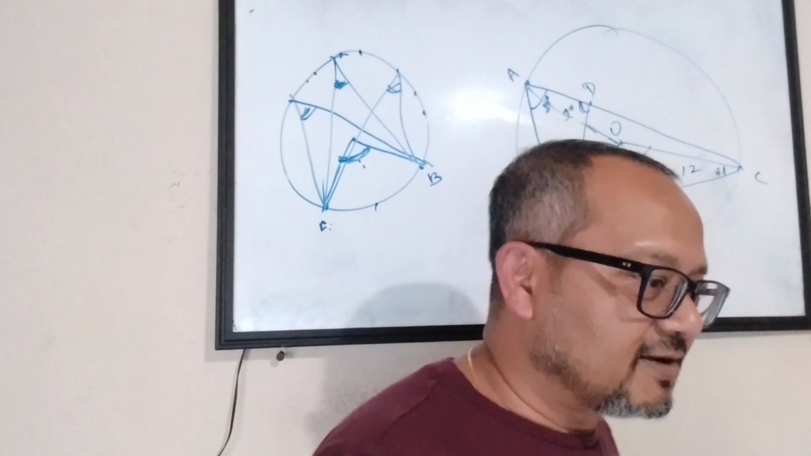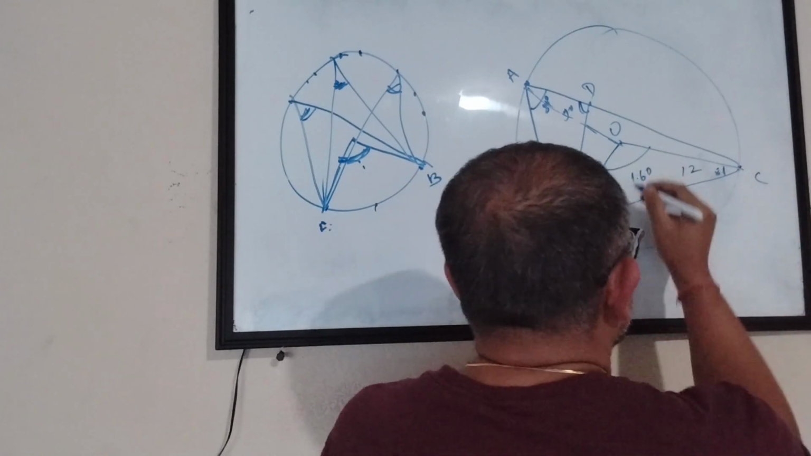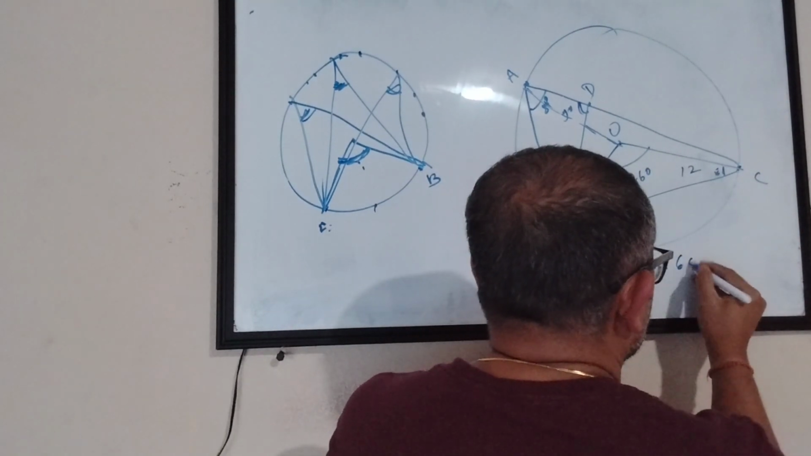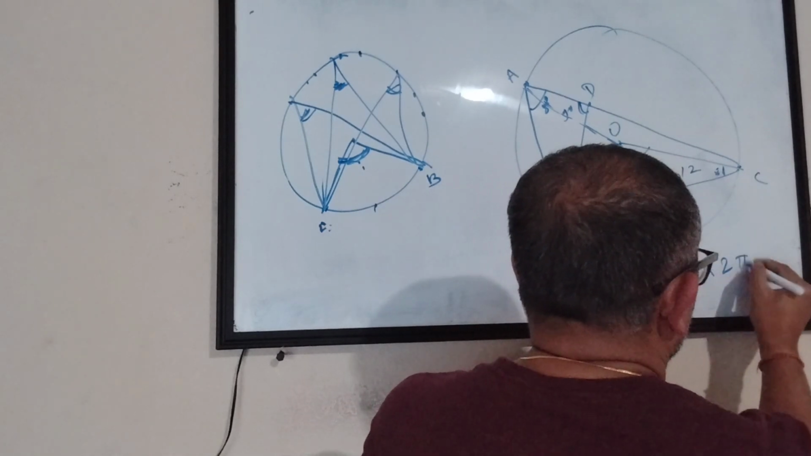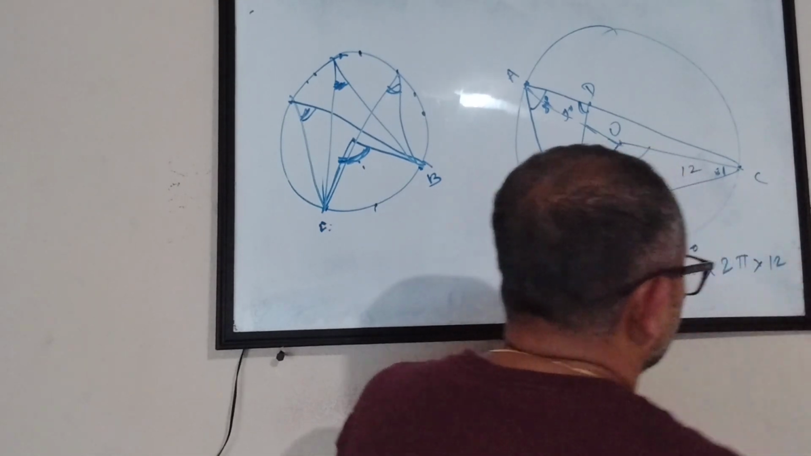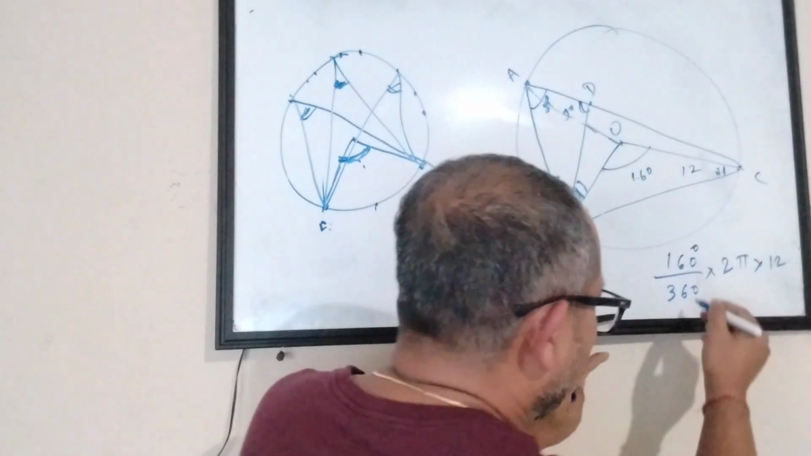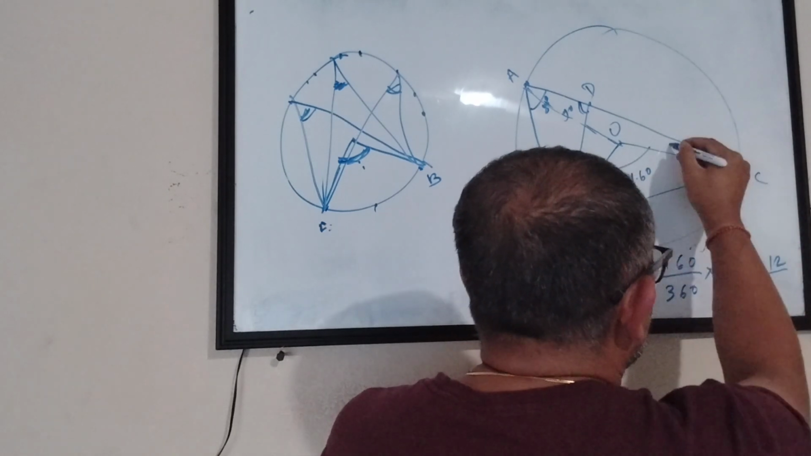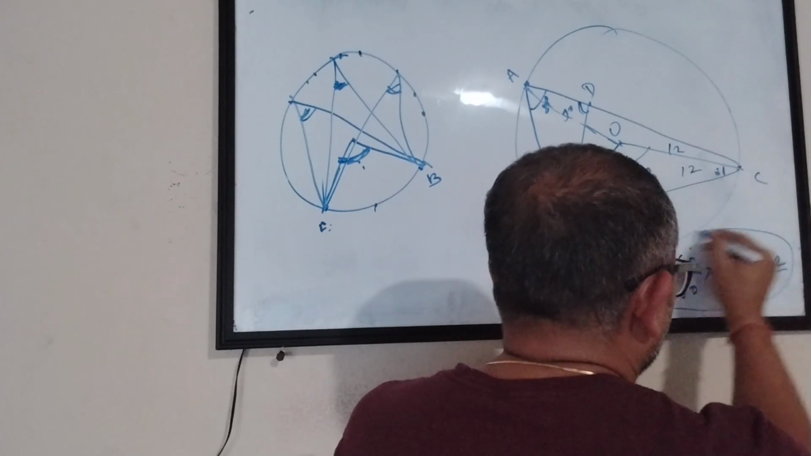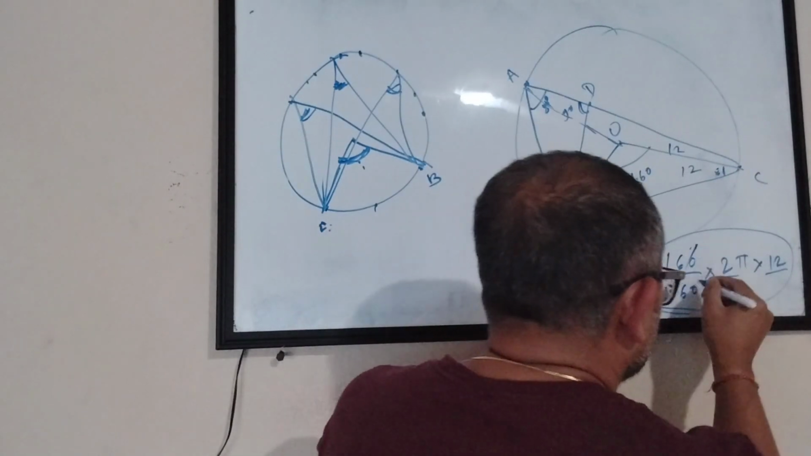So, sir, then what's the arc? The arc is fine. I told you, this is 160 degrees, right? So it will be 160 divided by 360 multiplied by 2 pi r, where r is 12. From this you can calculate 160 by 360 multiplied by 2 pi into r. R is my radius, 12 centimeter. So this part you can find out. That's straightforward.